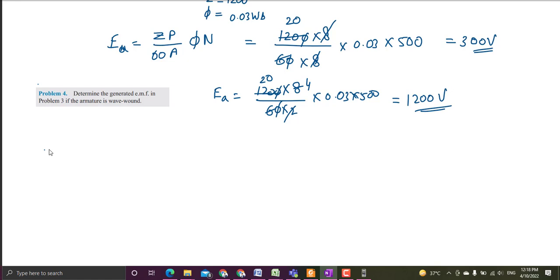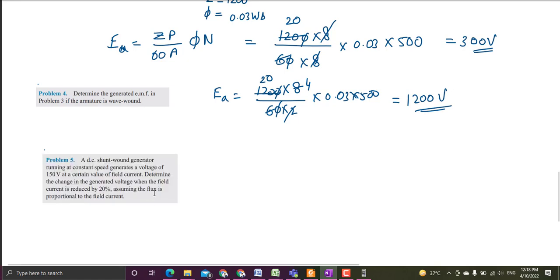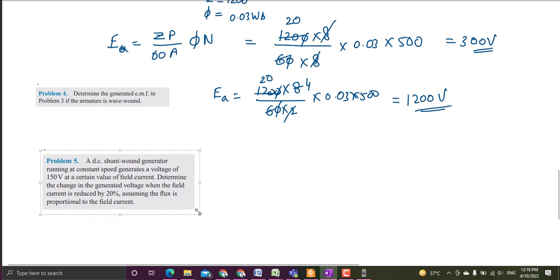So next, question number 5. A shunt DC generator is given and it is running at a constant speed. It generates a voltage of 150 volt at a certain value of field current. Determine the change in the generated voltage when the field current is reduced by 20%, assuming the flux is proportional to the field current.